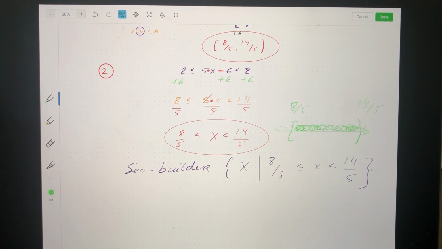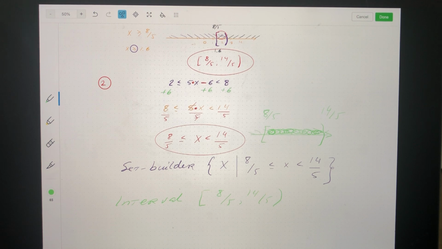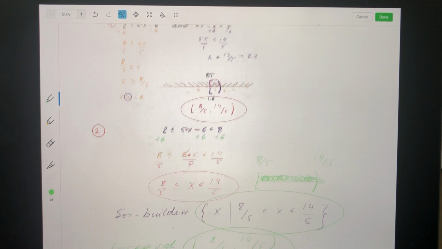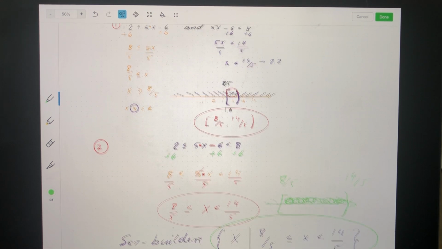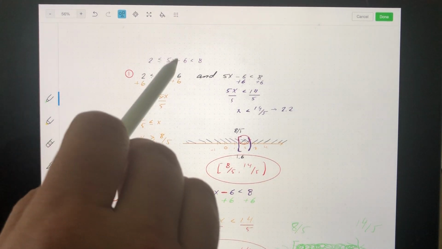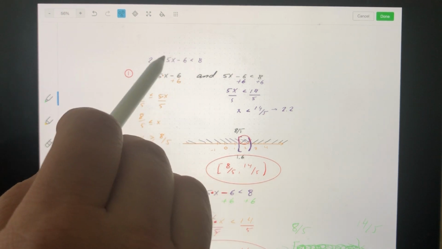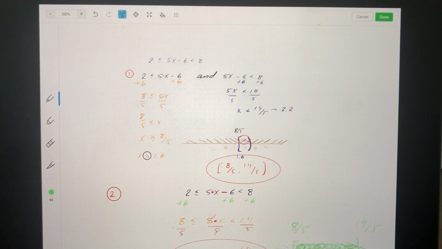And so in interval notation, the final answer would be a bracket 8/5, comma, 14/5, parenthesis. And that's the end. So these are my two solutions, in set builder and in interval notation. This is one example of how to solve an inequality if it happens to have one unknown but two different inequality symbols. And that's it for this video. Thanks a lot.